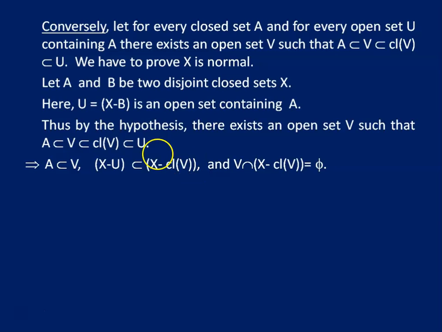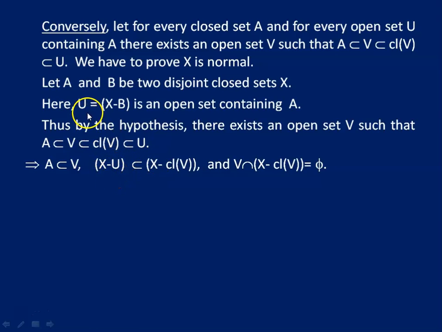Since V is a subset of closure of V, V and complement of closure of V are disjoint. So V intersection complement of closure of V is empty. Now closure of V is a closed set, so X minus closure of V is an open set. So here we have two disjoint open sets, V and X minus closure of V. And V contains A, and X minus closure of V contains X minus U.